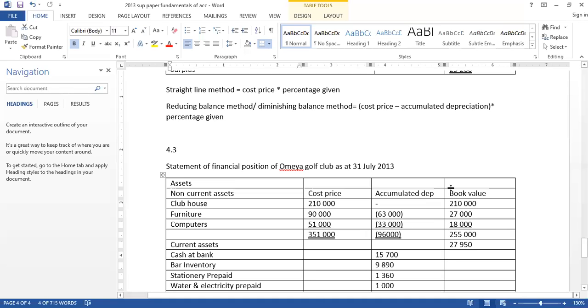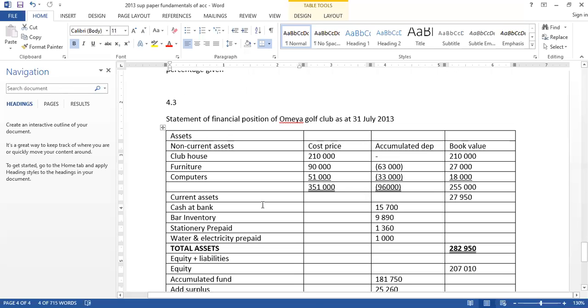And then you get now the book value, because with the book value, this is not the final amount. You still need to add your current assets. Therefore, that's why we do not draw double lines. So from there, after non-current assets, we move on to our current assets. We list down all our current assets. So we have cash at bank, bar inventory, and stationery prepaid. We said prepaid expenses, all prepayments or prepaid expenses are current assets. That's all we have, stationery prepaid and water and electricity prepaid.